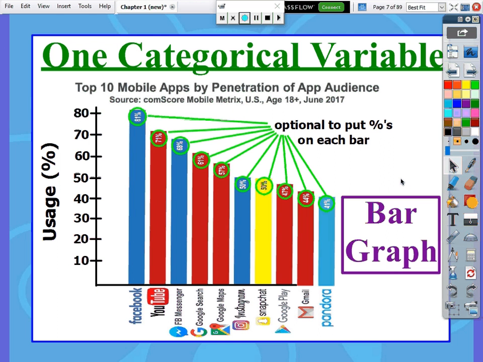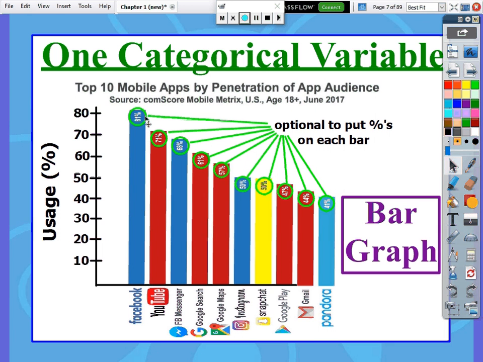Another common thing that I'm sure you guys have seen are called bar graphs. Now, this is the top 10 mobile apps by penetration of app audience. And here's the source that I got that from. And you'll notice this is in relative frequencies, right? Because this is based on percentages and not actual counts. So we don't really know, unless we go and look at the source for more information, how many people really responded to this survey, if you will.